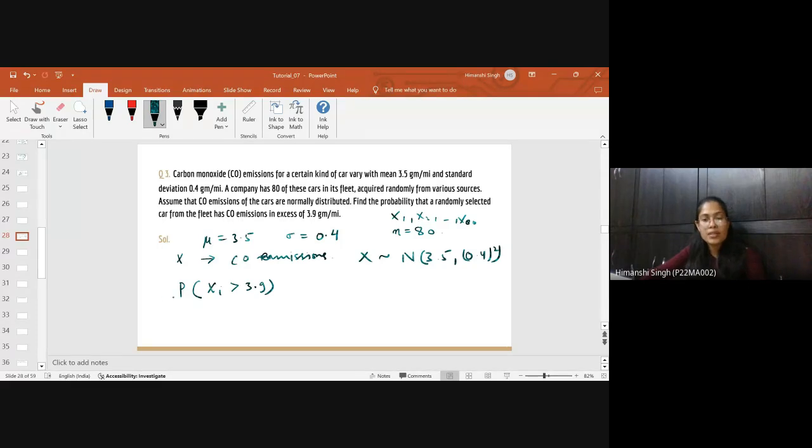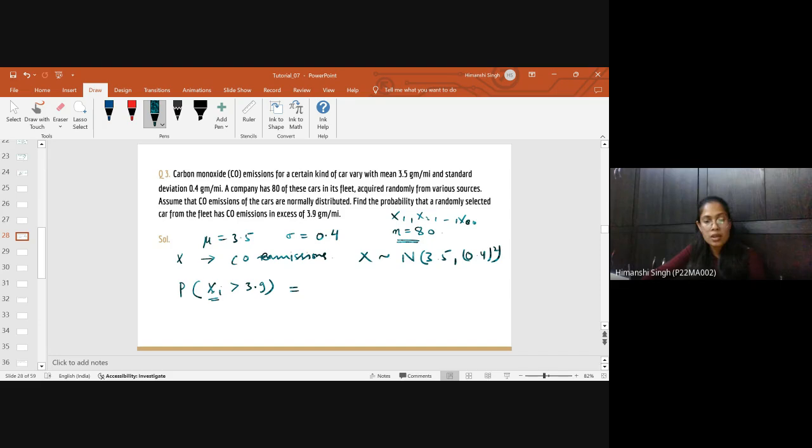Because n is 80, you should not confuse that with whether we need to find the summation or something like that. We are taking only a single value xi. So I need to find the probability that xi is greater than 3.9.